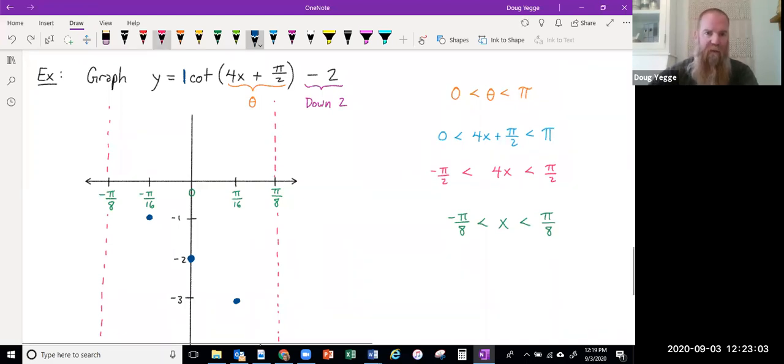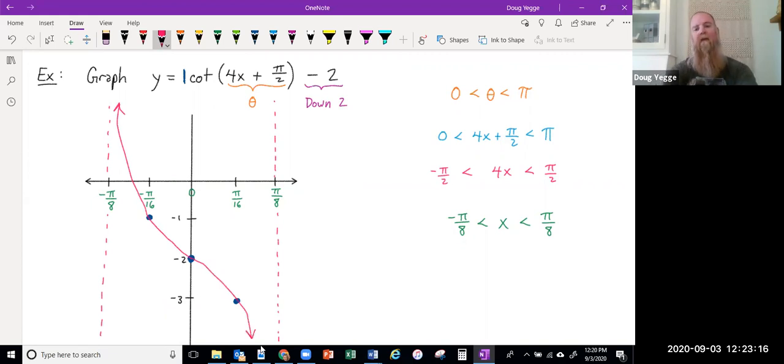And so we're ready to graph. I like to start at the center and curve upwards towards my asymptote, and then go back to the center and curve downwards towards my asymptote. And that's the standard graph of this function.